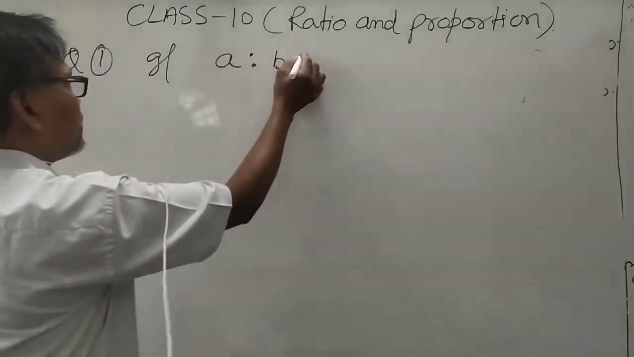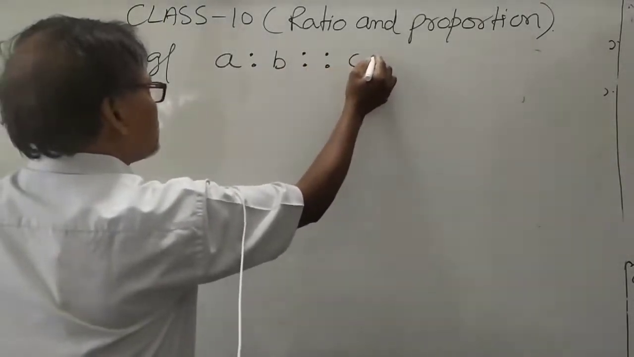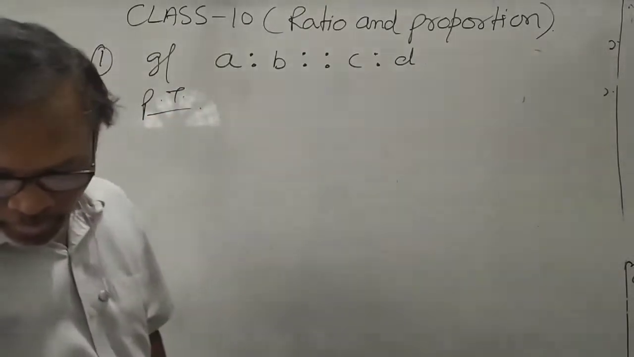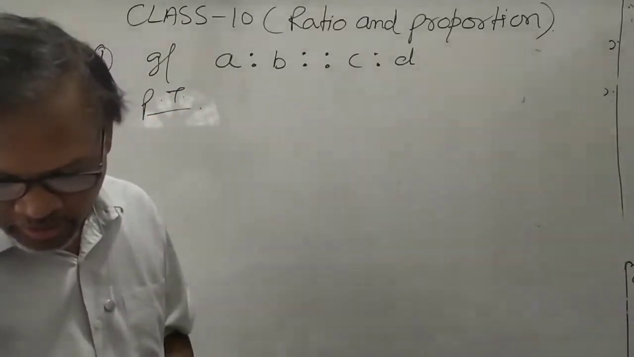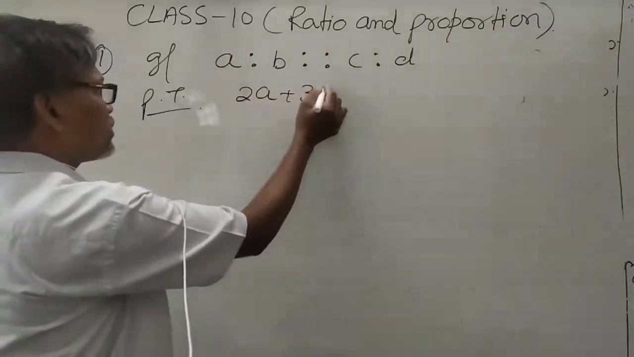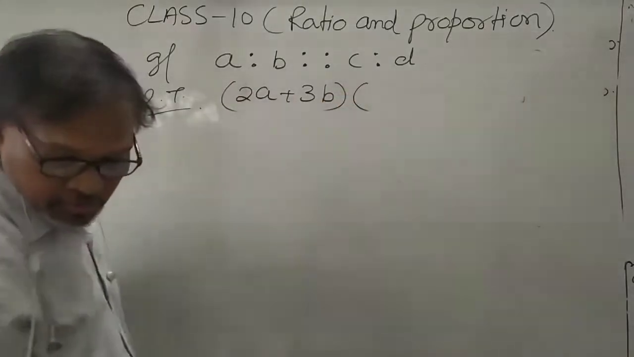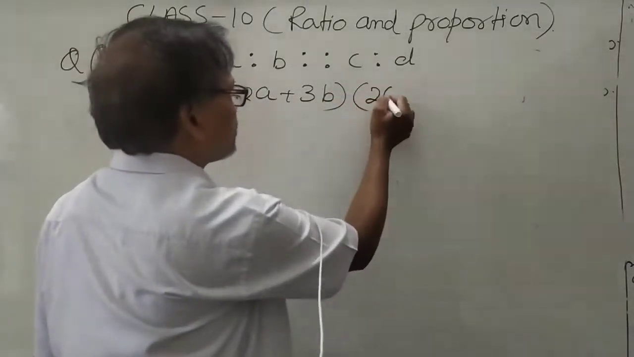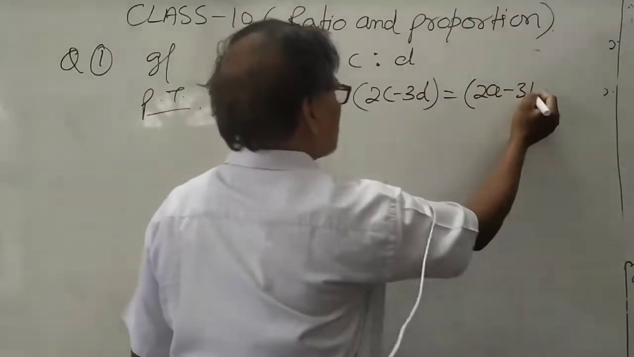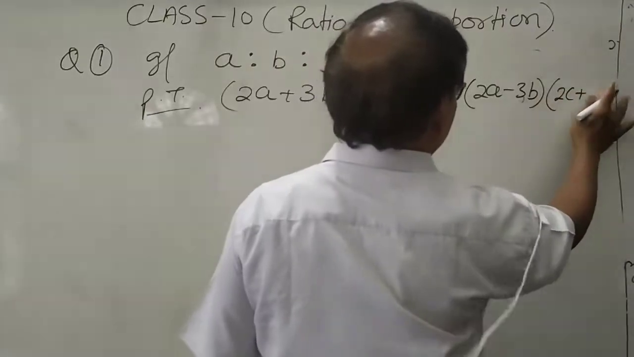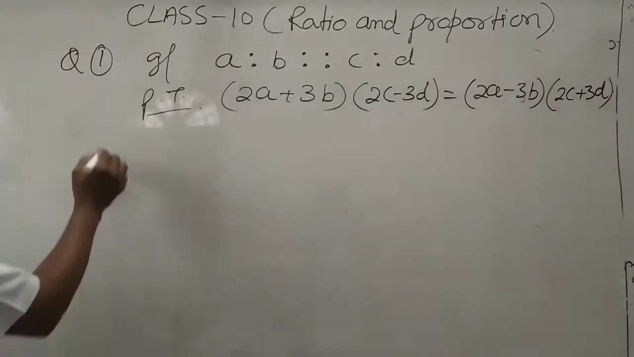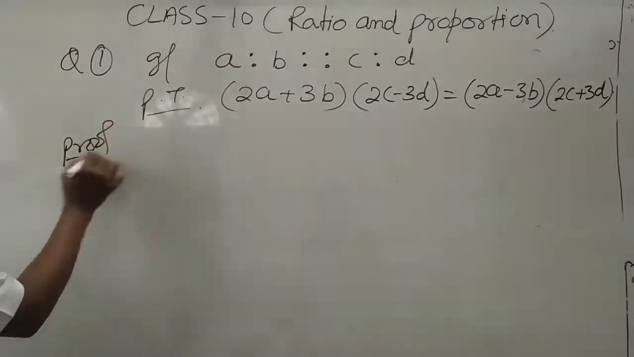a upon b, prove that any part, there are so many parts, so for example (2a + 3b)/(2c + 3d) is equal to (2a − 3b)/(2c − 3d). This is the question, you have to prove that. How to prove?